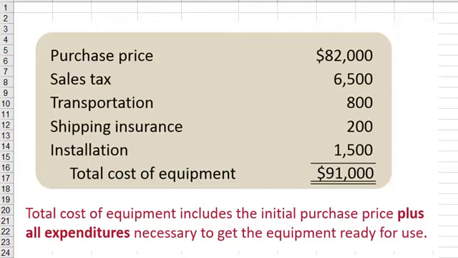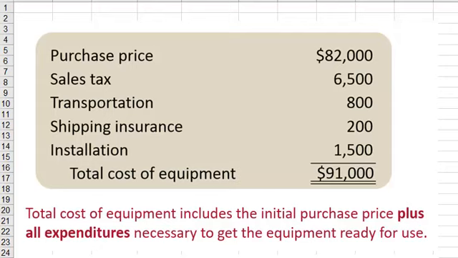We have the example in the book here, which tells us that purchase price plus sales tax, transportation, shipping insurance, now this is only shipping insurance, not insurance going forward, and installation are the cost of our equipment. What we're looking at here is all costs that we need to get our equipment ready for use.